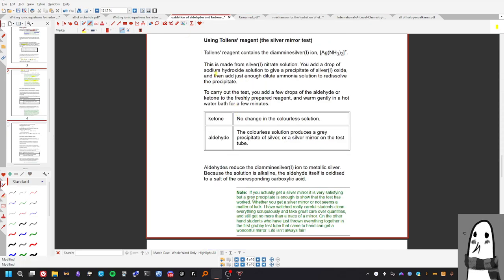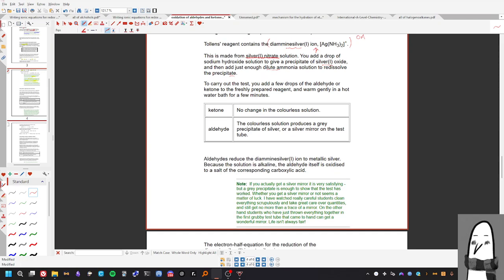Okay, let's talk about Tollens' reagent. So this is this, and this is going to be your oxidizing agent, right? And the most important part is it's made from silver nitrate solution. You add a drop of NaOH solution, and you get silver oxide, then add enough dilute ammonia to redissolve the precipitate, and then you get this, okay? And then you add a few drops of the aldehyde or ketone onto the reagent, and then warm gently in a hot water bath.